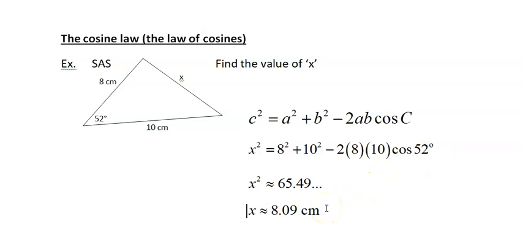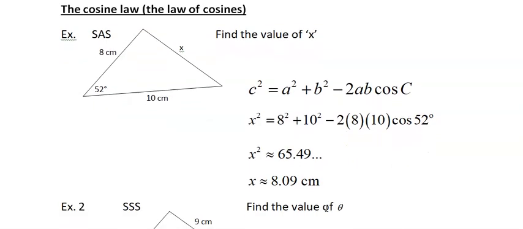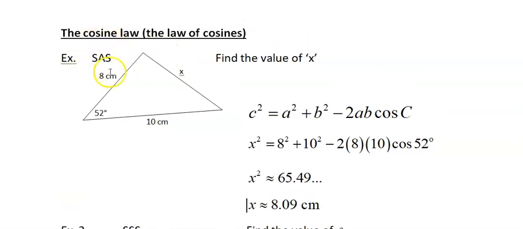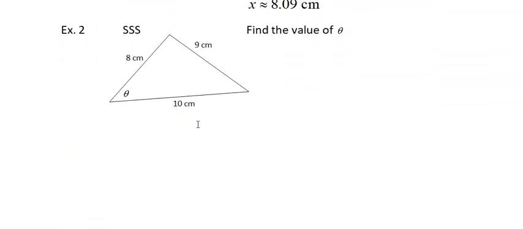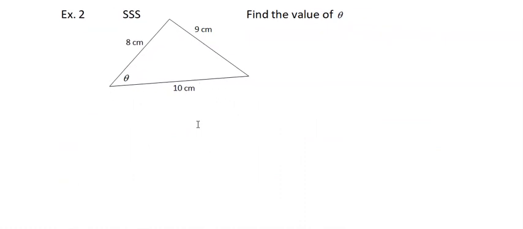And I'll show you one other example. There's one other way to use the cosine law. So this first one was an SAS. There's another way, which is an SSS. It's where you have all three sides. And the formula is the same.